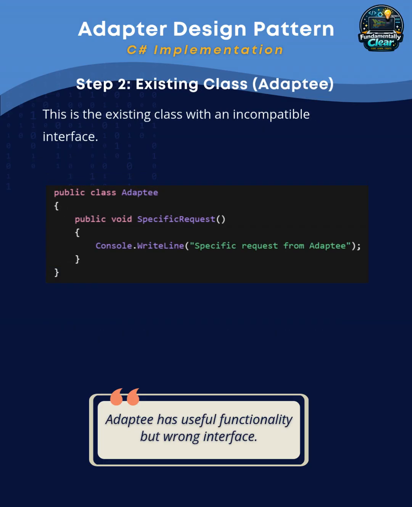Step 2 is identifying the Adaptee, the existing class that has the functionality you need, but exposes it through an incompatible interface. This is the class you want to reuse, but can't directly plug in. You don't touch it, you don't change it, you work around it.